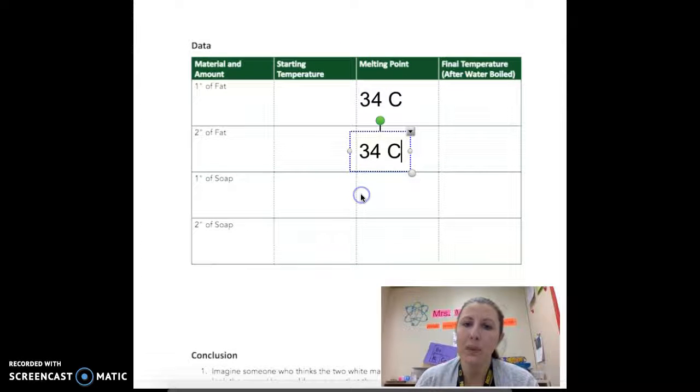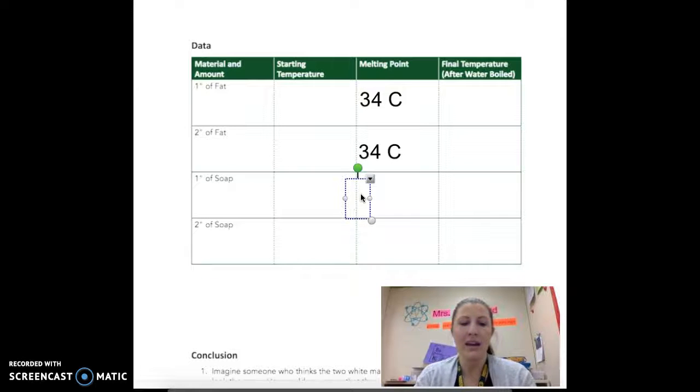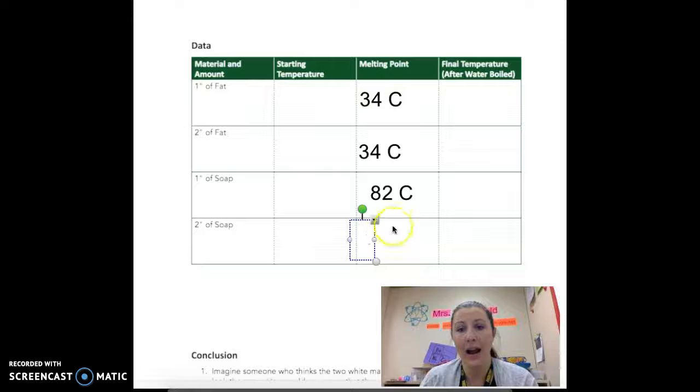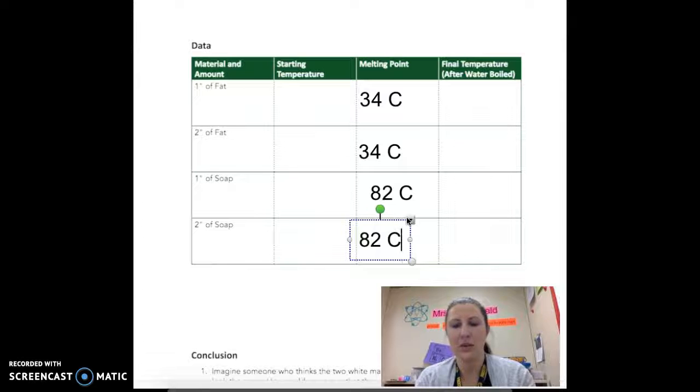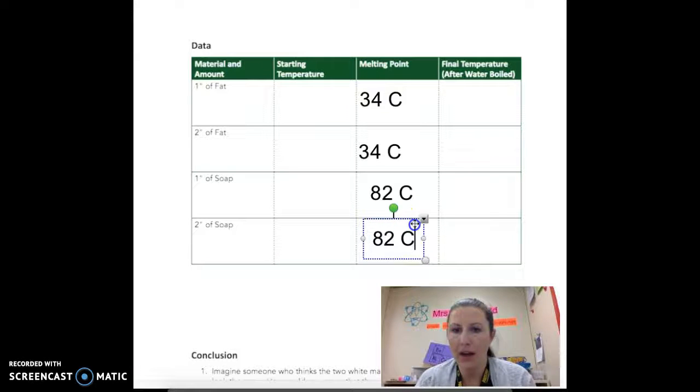Then for soap, soap was a little bit trickier because the melting point of soap is about 82 degrees. And a lot of you knew that I knew that because I was coming around and saying, okay, guys, pay attention, you're getting close. And I knew about when the soap would melt. Now, because the melting point of soap is so high, a lot of you didn't actually even get to see it melt, and that's okay. It just is what it is when you have a high melting point and you're using a water bath and water only gets to 100 degrees Celsius. It's just the way it goes.